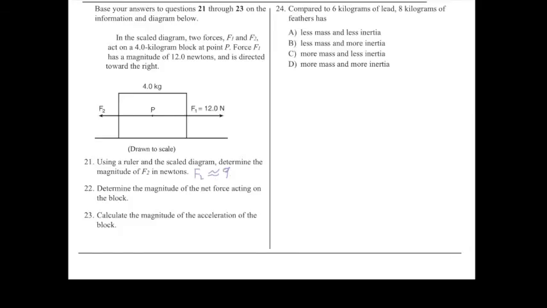21 to 23. You gotta use a ruler to measure that scale diagram. Based on however you measure, in centimeters or inches, it should come out to about 9.33 newtons. I use centimeters. And the net force here is the difference between the left and right sides because they're unbalanced. 2.67 newtons is our difference. Solve for acceleration, F equals ma, carry that F net over. 2.67 newtons is equal to 4 kilograms times a, and a is equal to 0.67 meters per second squared. Whew.